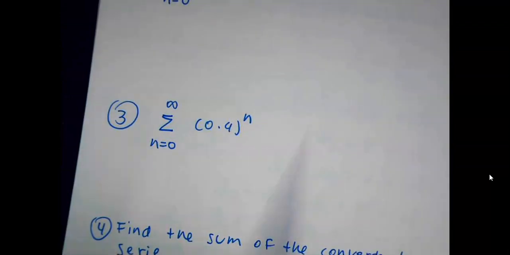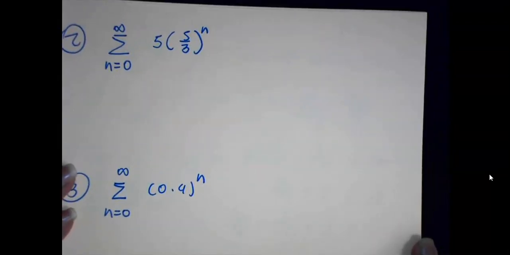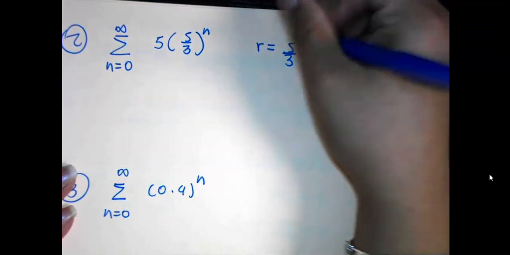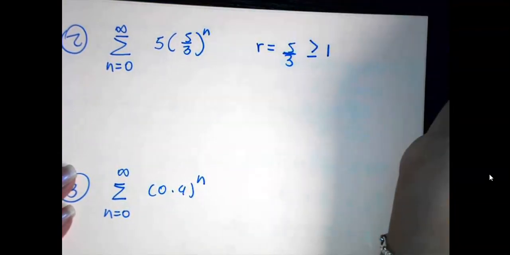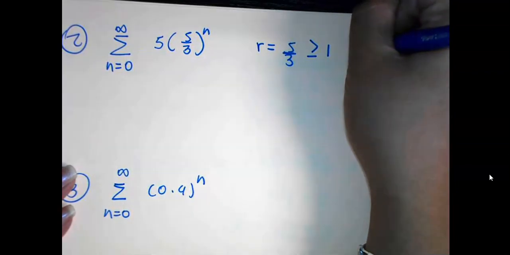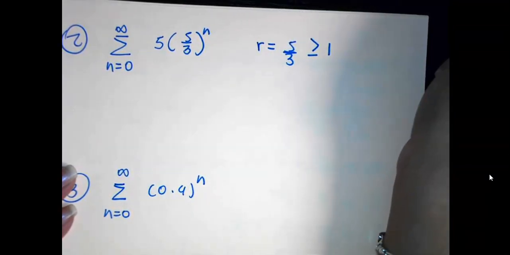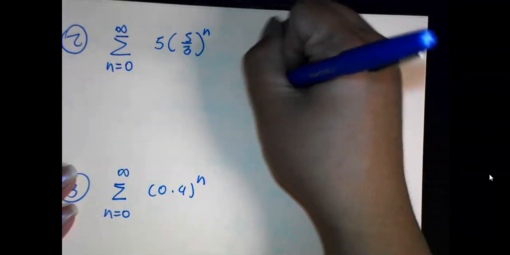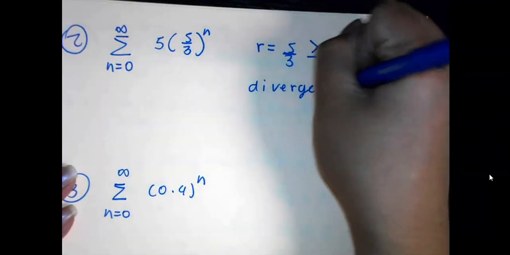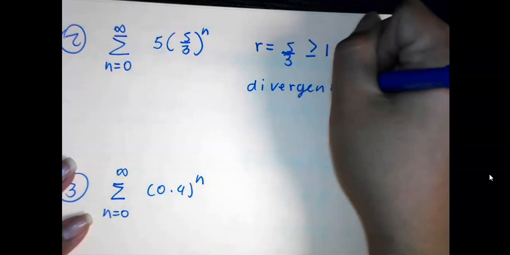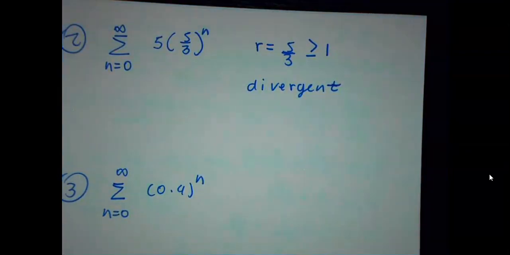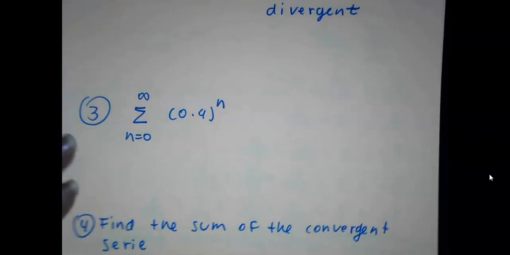Again, these first examples are for geometric sequences. So here, let's look at r first. It is 5 over 3. Well, this is greater than or equal to 1. It is not between 0 and 1. What does that mean? This is going to be a divergent series. The sum does not have a final sum. It's going to keep adding, it's going to keep growing. It doesn't converge.